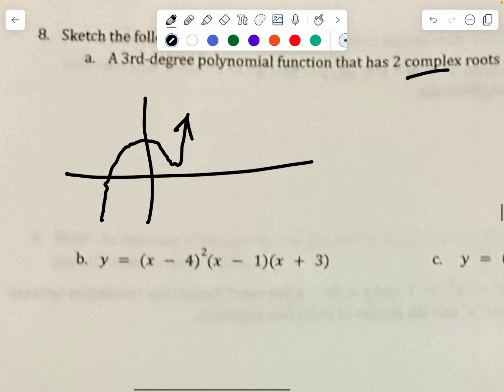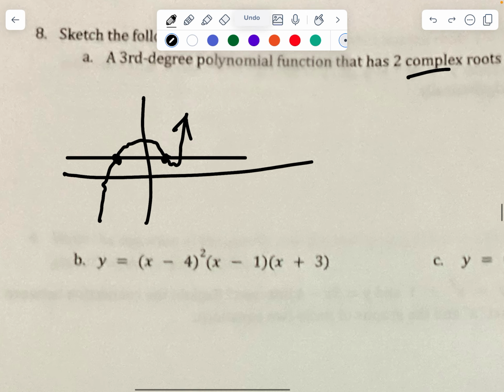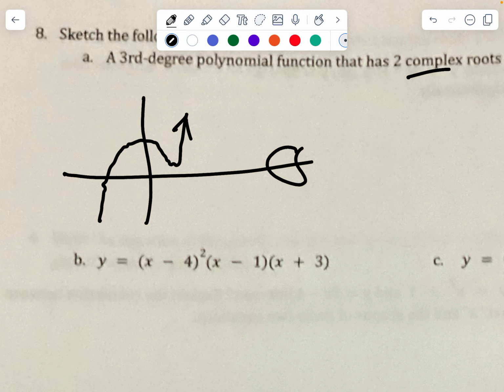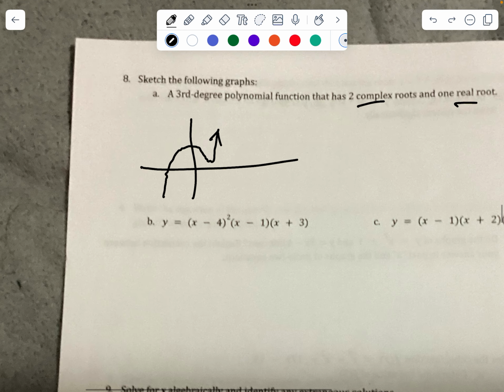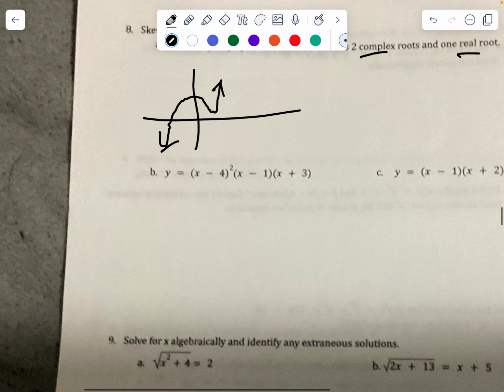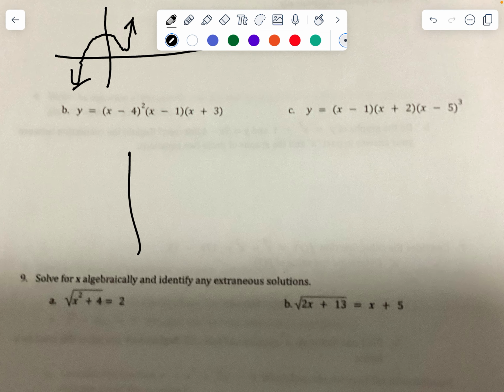And how I know it's third degree is if I drew a line here, how many times would my equation go through that line? So go through here once, twice, and 3 times. So that's how I know it's third degree. But since my x-axis is down here, it's going to have one real root and two complex. Next one.